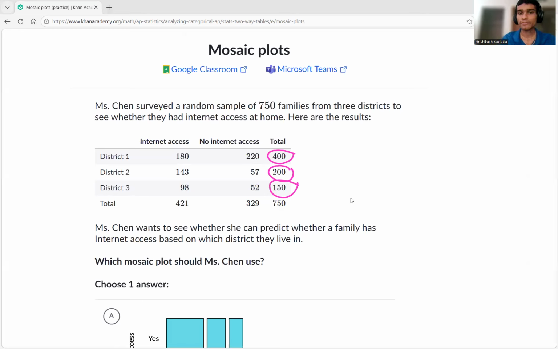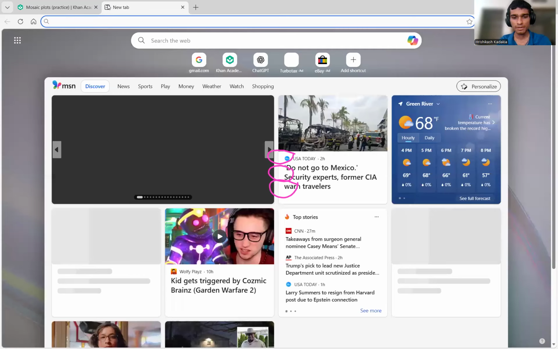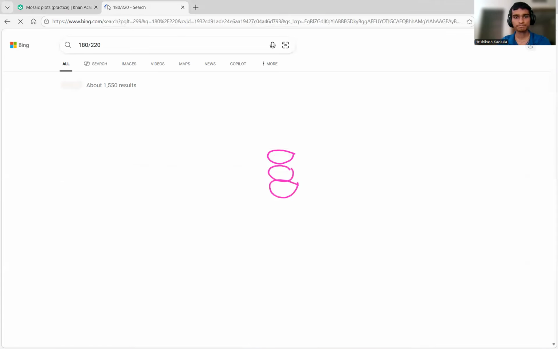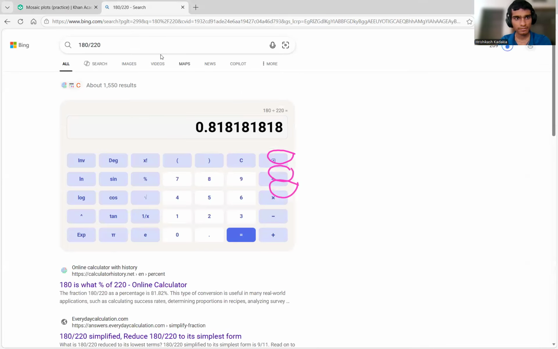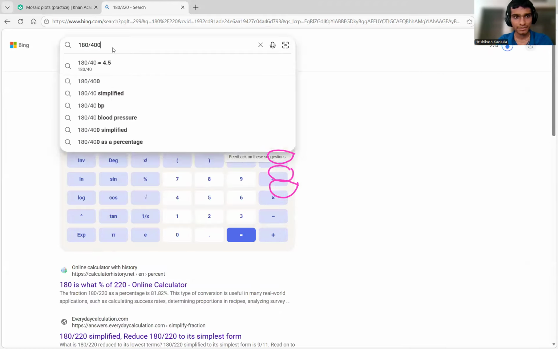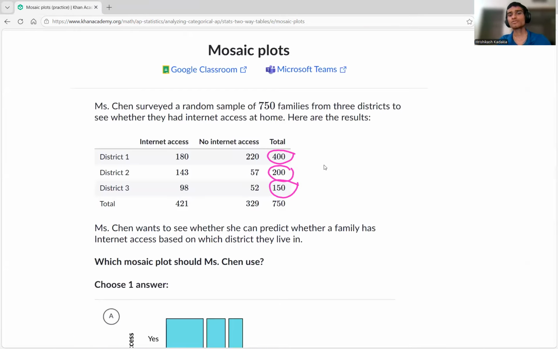So 180 divided by 400. That we can say is this many percent of students. I think that's a little bit below 50, but let me just check the math here. Oh, sorry, I think it should be 400. I'm sorry. Yeah, so 45% of the people in District 1 have internet access at home. The other 55%, like 220 over 400, don't have internet access at home.